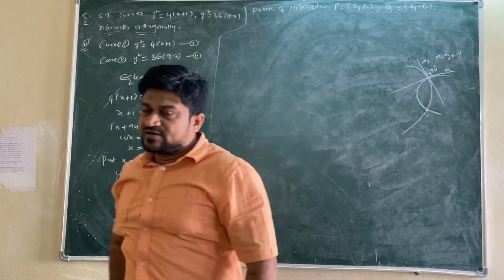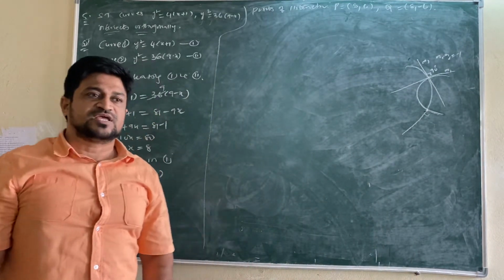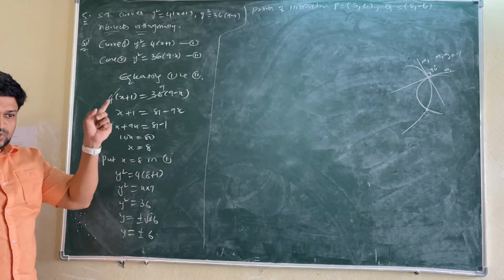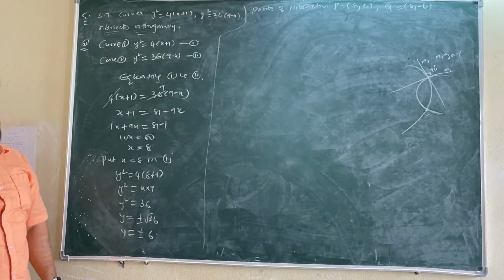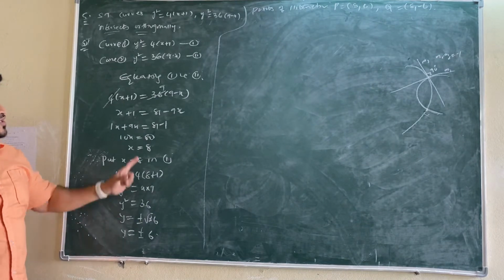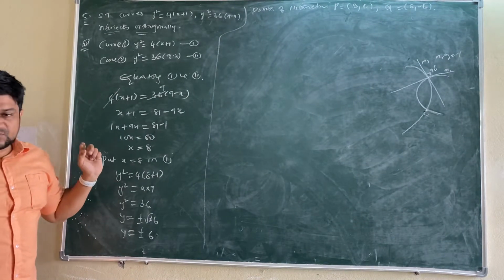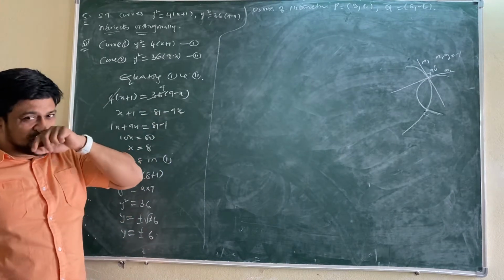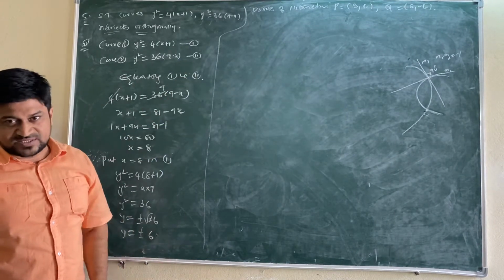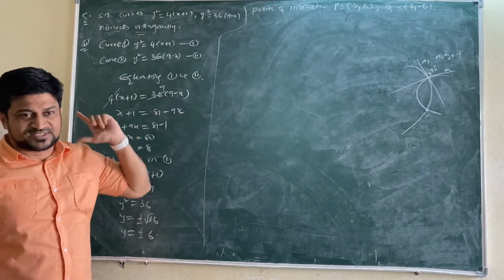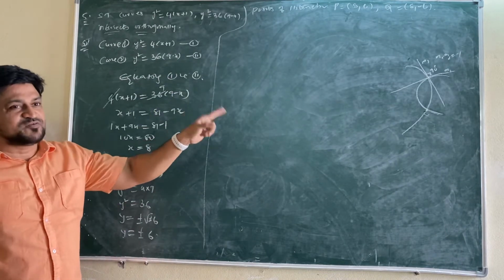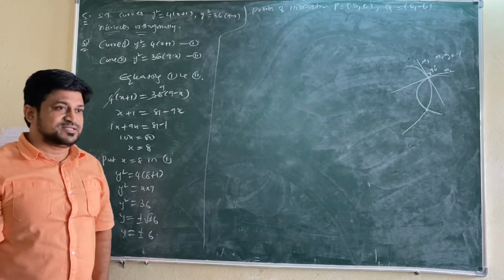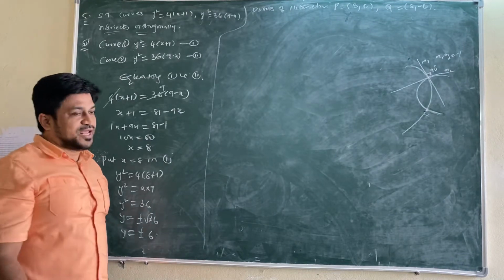Step 1 is over. What we have done: whenever curves are given to you, to prove that the curves are intersecting orthogonally means there are 2 tangents which are making 90 degrees at the point of intersection. So by equating these 2 curves, we got the points of intersection. 2 points we got. As I said earlier, we are ignoring the second point. Think that we got 8 comma 6. What we need now? We need tangents. To get tangents, what we need? Slopes. So m1 and m2 are the slopes.